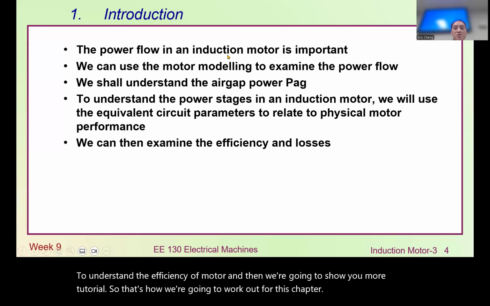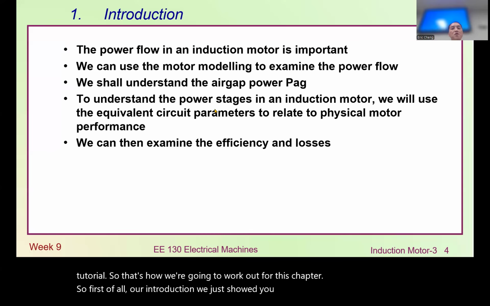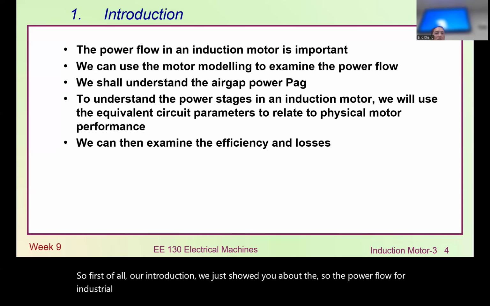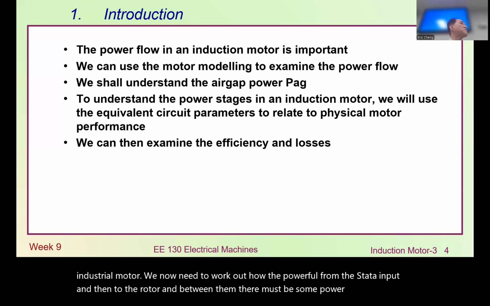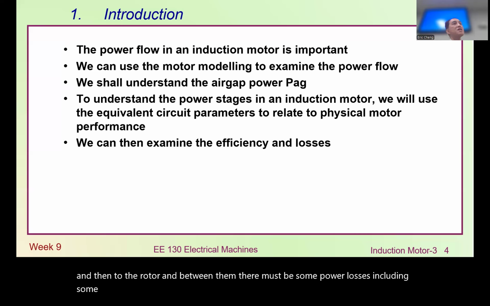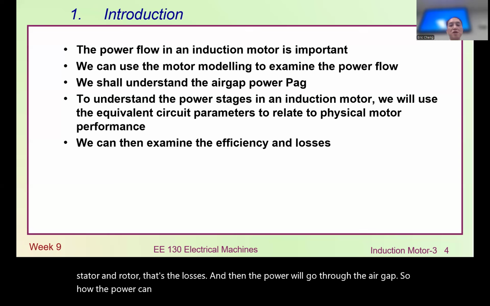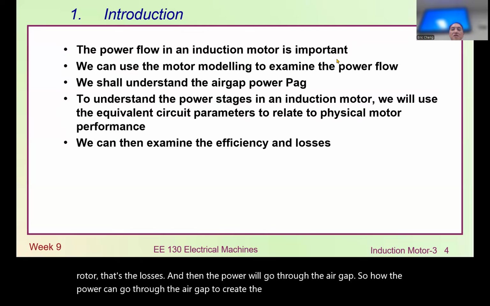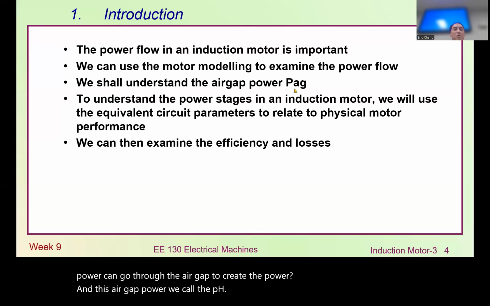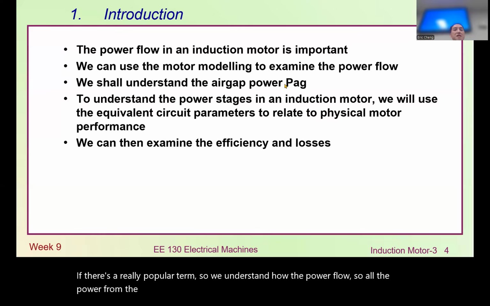So first of all, the introduction. We just showed you the flow. For the power flow of the induction motor, we now need to work out how the power flows from the stator input to the rotor. Between them, there must be some power losses, including resistive power loss like the copper winding in the stator and rotor. That's the losses. And then the power goes through the air gap. This air gap power, we call it PAG. That's a really popular term. So all the power from the stator goes through the air gap to the rotor side.